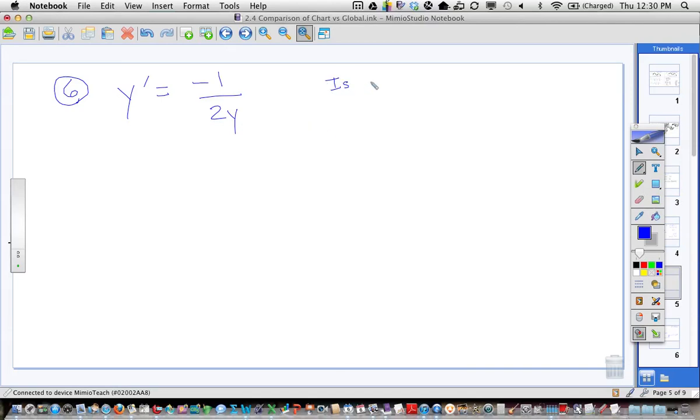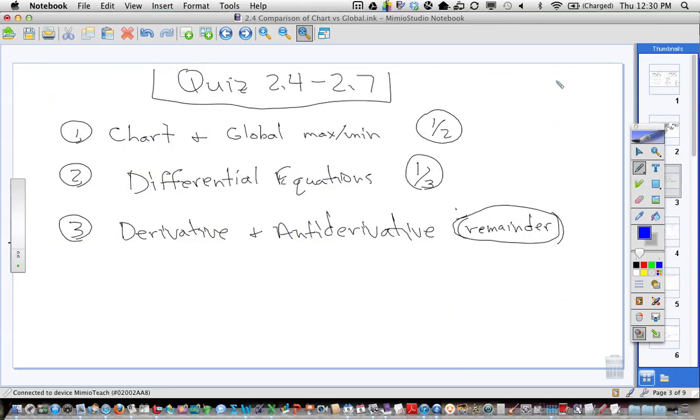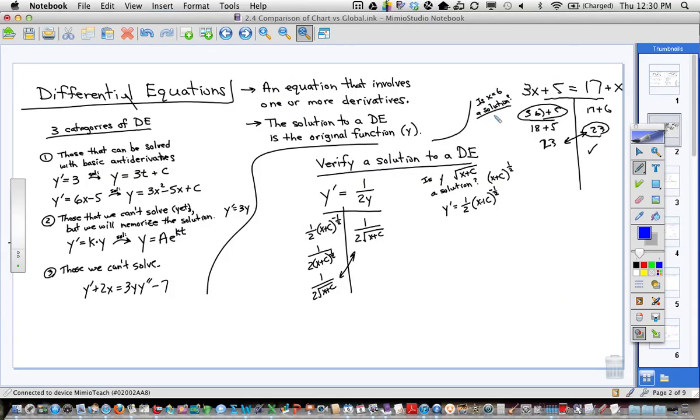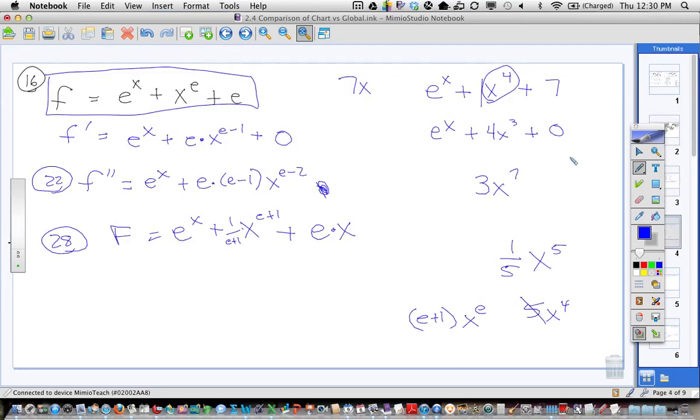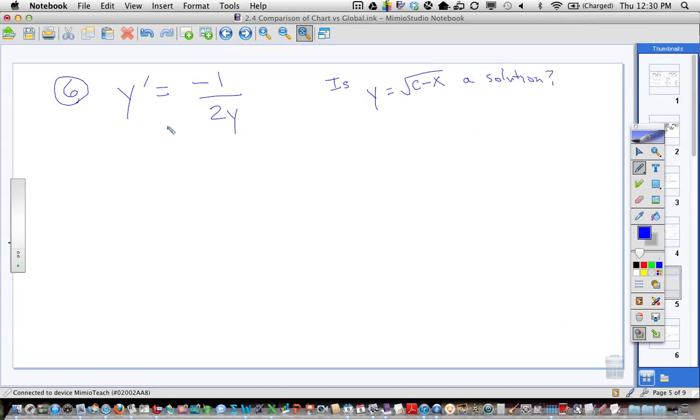Now remember, they are saying y equals square root of c minus x is a solution. Like we talked about yesterday, they have proposed that that is a solution, just like yesterday we proposed that x equals 6 was a solution. So what did we do? We took our proposed solution and plugged it in to see if it worked. In this case, we're going to take the proposed solution and plug it in over here and see if it works. So in place of the y here, I'm going to have square root of c minus x.